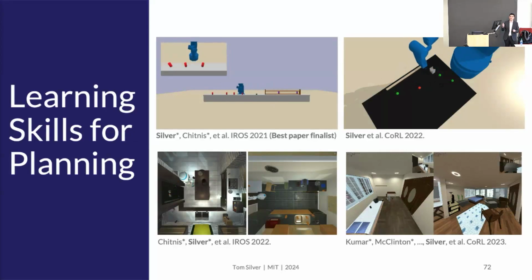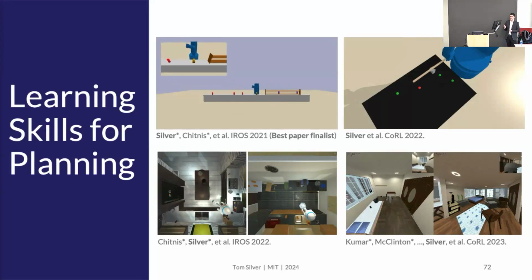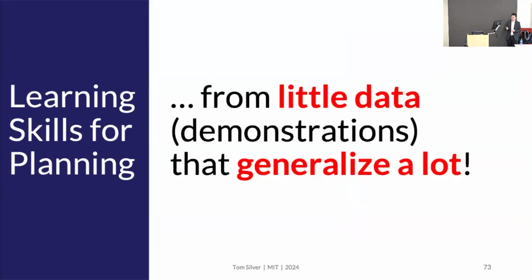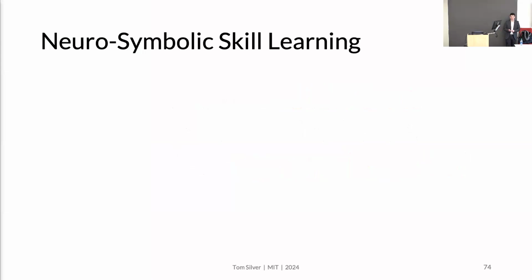And we have this stack of tools that we can use all together to learn these kinds of skills. And when we're doing this, a key consideration is often how can we learn these skills from just a little bit of data, often demonstration data, that allows us to generalize quite a lot. And the answer to that data efficiency question often is imposing a lot of structure into this skill learning.